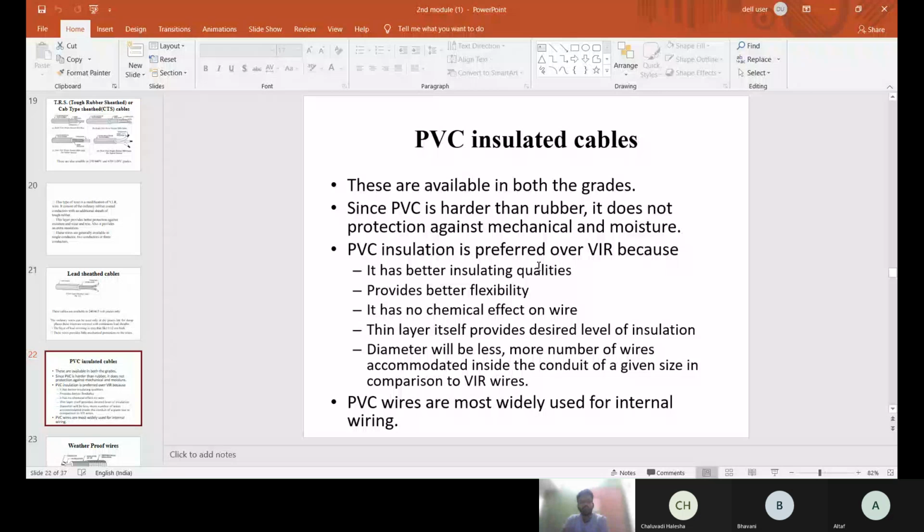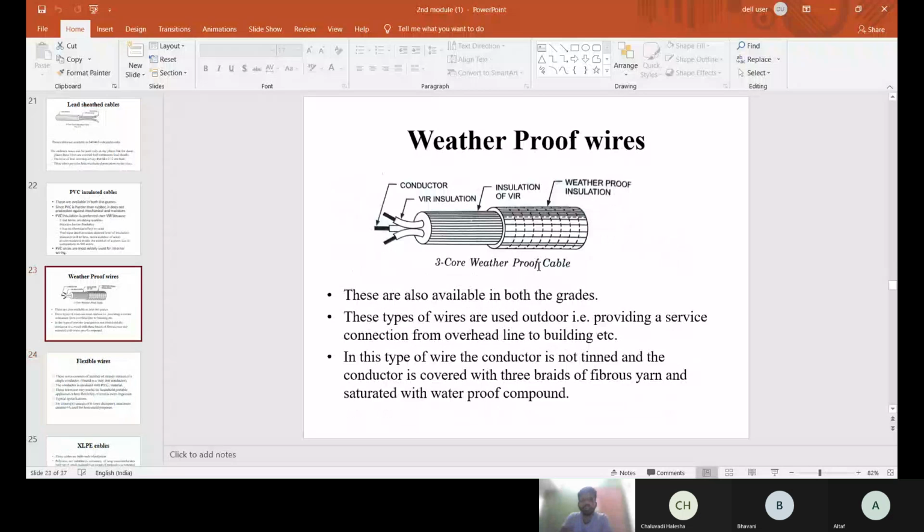One more type of wire is weatherproof wires. These kinds of wires don't react with our atmospheric conditions, whether it may be summer or rain. First thing we can see is that these are 1, 2, 3.